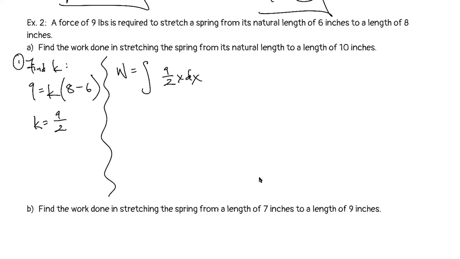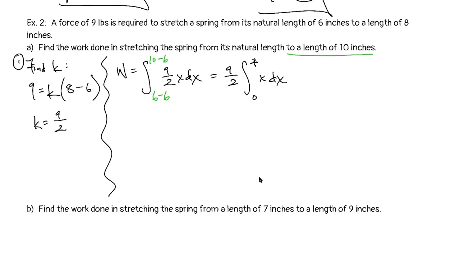Yeah. Because we subtract our natural length, we're starting from the beginning, right? We're starting from 0. But if we're stretching it to 10, we're not stretching it a total of 10 inches. We're stretching it from 6 inches to a length of 10 inches. And so we're going to do 10 minus 6 to get the top bound. And so this will give us 9 halves times the integral from 0 to 4, as James said originally, of x dx.